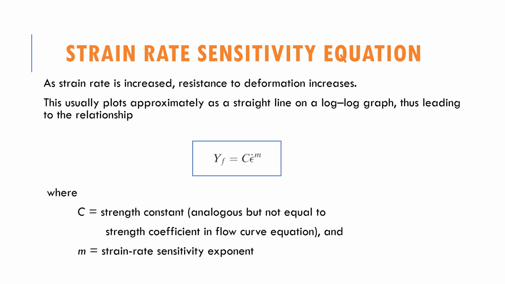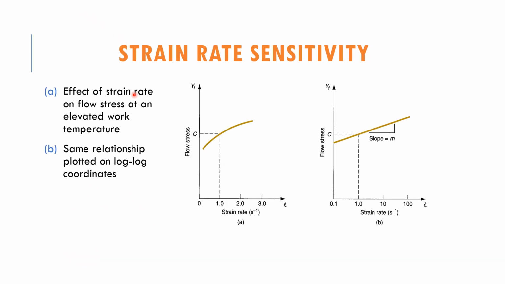So this is usually plotted as a straight line on a log-log graph. This leads to the equation Yf = C ε̇^m, where C is the strength constant and m is the strain rate sensitivity exponent. We're going to see how C and m are obtained in this equation. Now here is the plot of the flow stress over the strain rate.